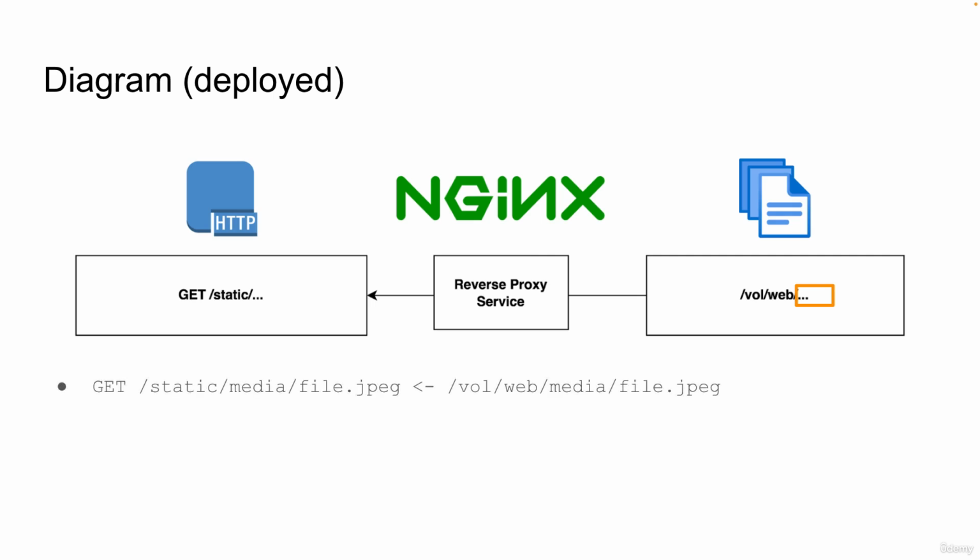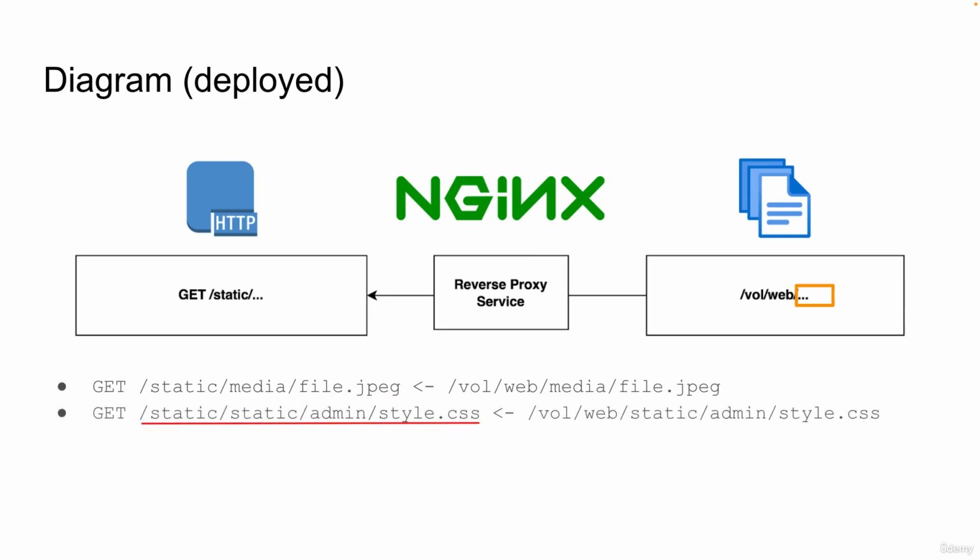Here's an example. So if you do get static/media/file.jpg, it will retrieve it based on the name of everything you put after the /static in the GET request. So here it's getting media/file.jpg, and it's getting it from the media directory. And then if you were to get a static file, so you were to retrieve static/static/admin/style.css, it's going to retrieve that from the static subdirectory. So the top one, it gets the media file from the media subdirectory, and the second one gets the static file from the static subdirectory.